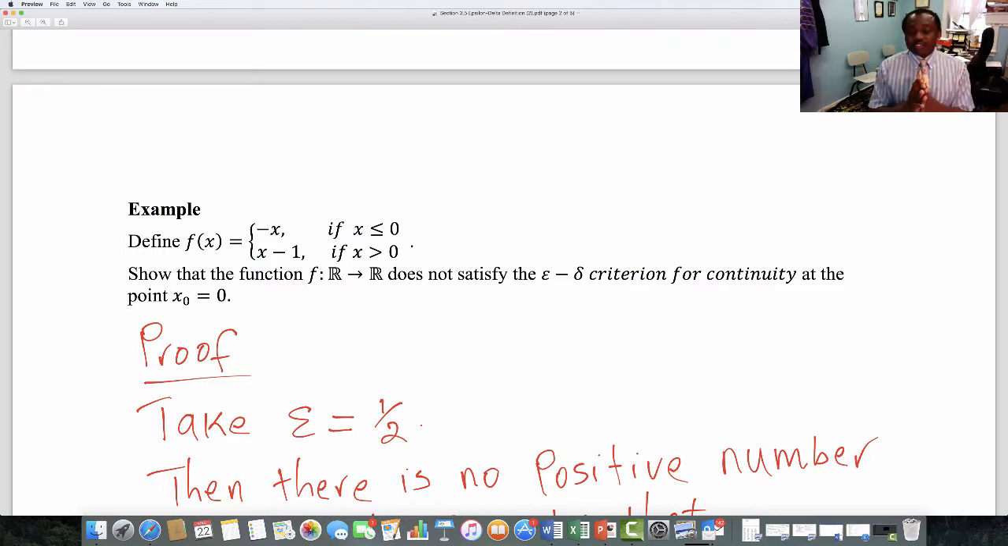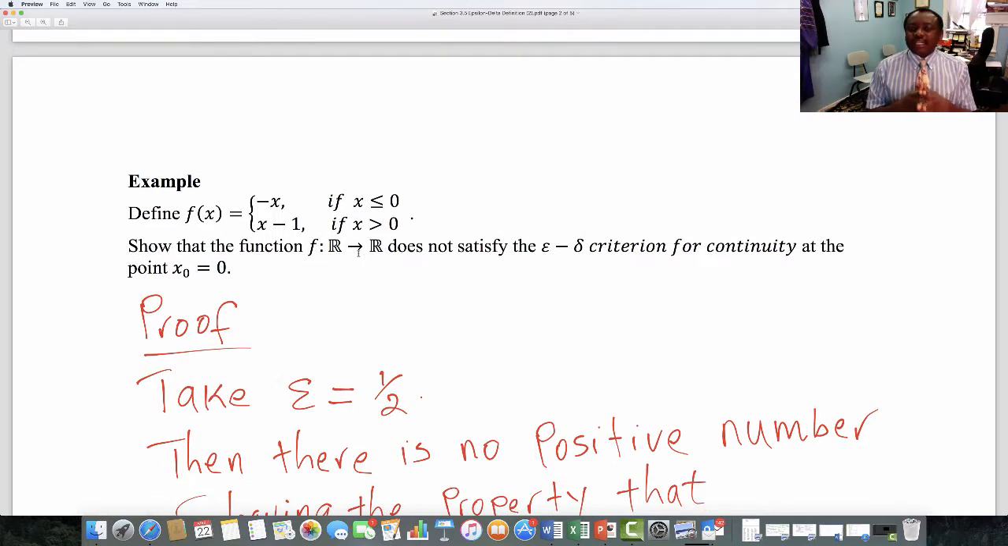We already know how to do this using the sequential criterion for continuity. So we want to use the Epsilon-Delta Criterion for continuity. In other words, can we find an epsilon greater than 0 such that there is no delta greater than 0 that has the property that whenever the absolute value of x minus x naught is less than delta, then the absolute value of f of x minus f of x naught is less than epsilon for every x in the domain D. If that is the case, then we would say that f does not satisfy the Epsilon-Delta Criterion for continuity, and therefore f is not continuous at the point x naught.